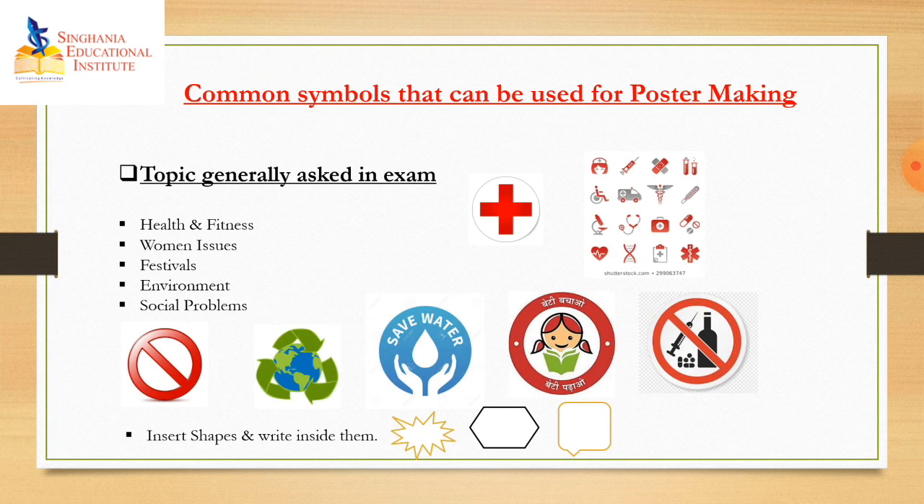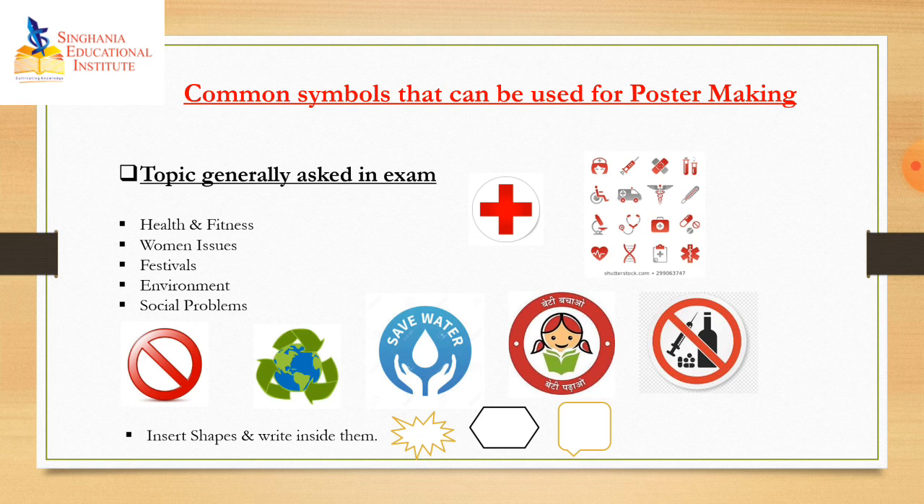These were the tips. Now come to the common symbols that can be used for poster making. As I have already discussed, these symbols are going to enhance your poster writing. These are the topics generally taken in the exam. First one is health and fitness, then women issues, festivals, environment, social problems. When you practice more and more, you will come to know which topics are generally asked. So be prepared with the symbols related to these commonly asked questions.